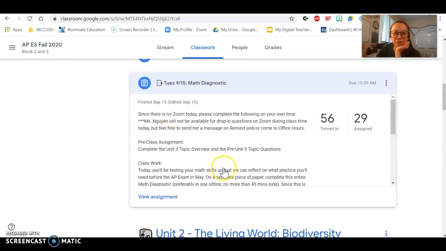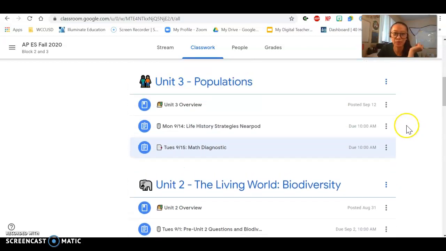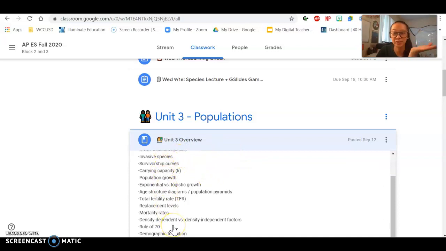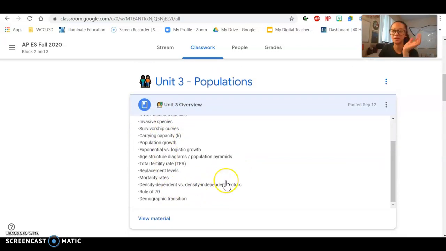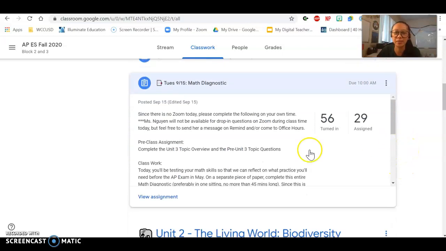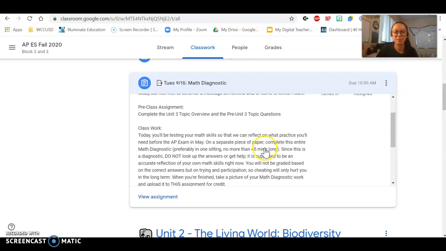So I had you go ahead and do the Unit 3 topic overview. If you head over to Unit 3, click on it. Here's the overview of the different things that we're going to be learning in Topic 3. Go ahead and make your T-chart, what I already know, what I'm going to learn. And then on College Board, you had your pre-Unit 3 topic questions, the progress check, so make sure you go ahead and do that. And then the actual assignment was that math diagnostic.